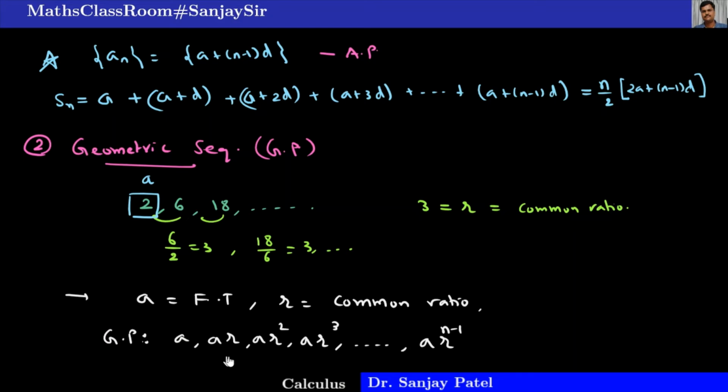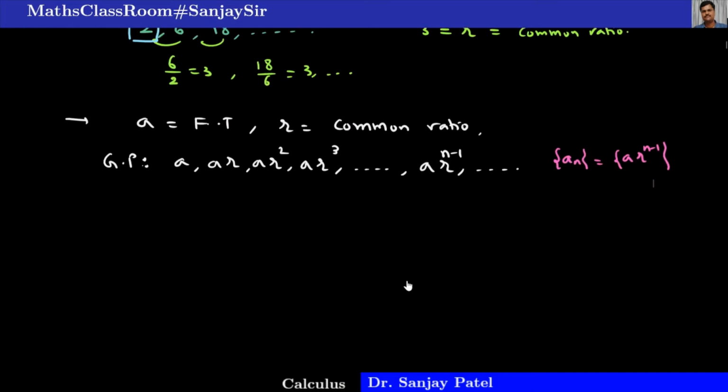So this is the first term, for the second term we have r to the power 1, for the third term we have 2 here, for the fourth term we have 3 here. So for the nth term we have r raised to n minus 1, and so on. So such a sequence is called a geometric sequence. So the general term of a geometric sequence, or the nth term, is a into r raised to n minus 1, where a is the first term of the geometric sequence and r is the common ratio. Okay, this is also a geometric sequence.